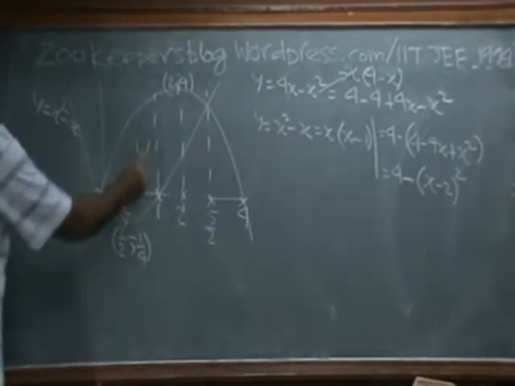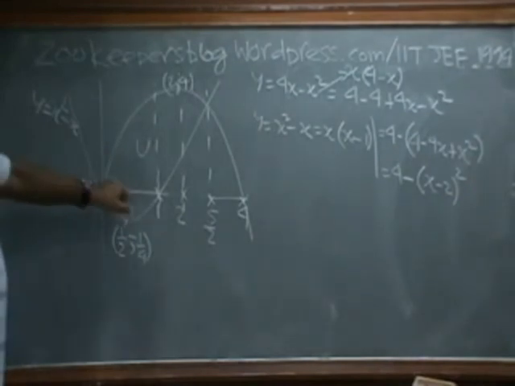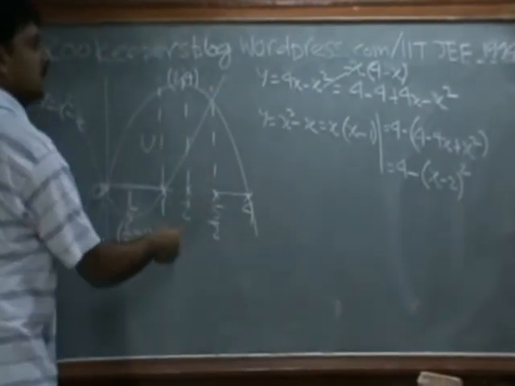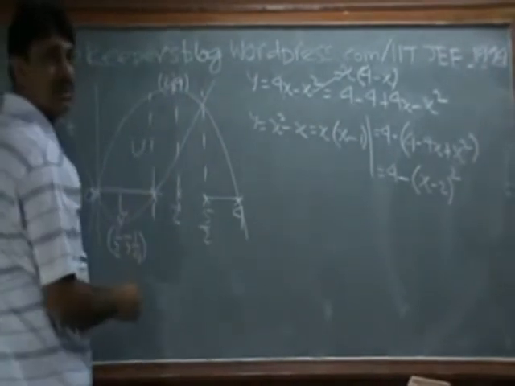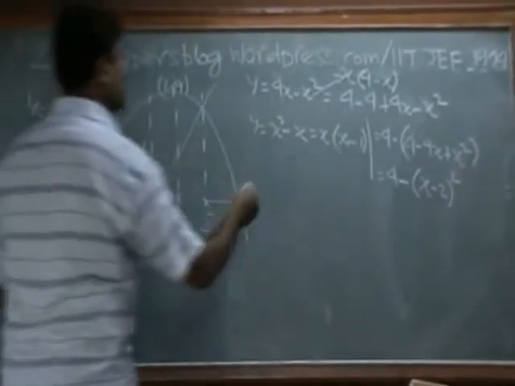Now, how much will be the upper area? How will you find the upper area? Will you directly integrate from 0 to 5 by 2? You have to solve these two equations to get 5 by 2. That's not a very difficult thing. A quadratic equation. Let us solve it.